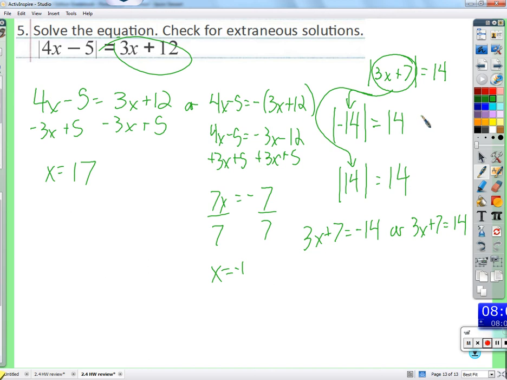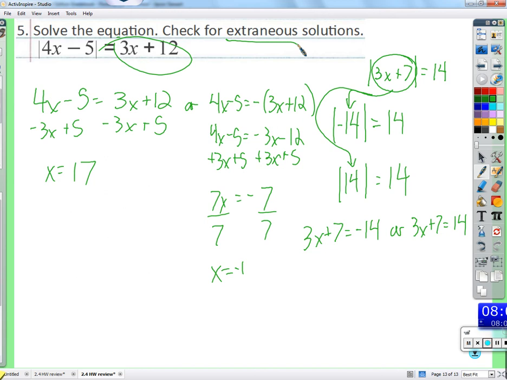Okay, now are we done? Yep. Nope. What do we have to do? You gotta check. You have to check for extraneous solutions. That means solutions that don't work. Extra solutions that are not in the set of actual solutions.